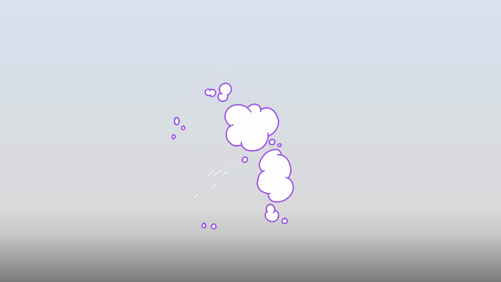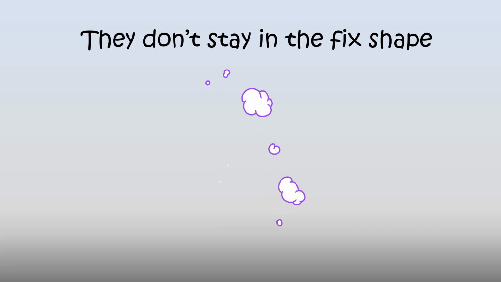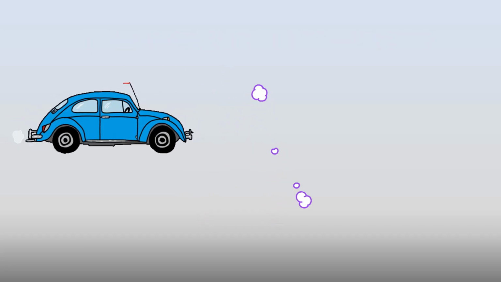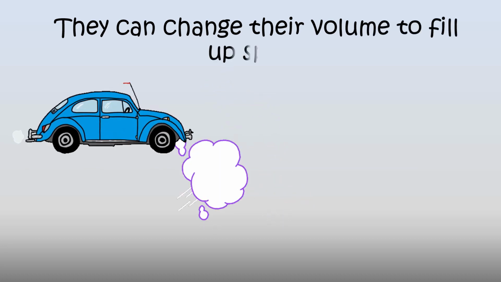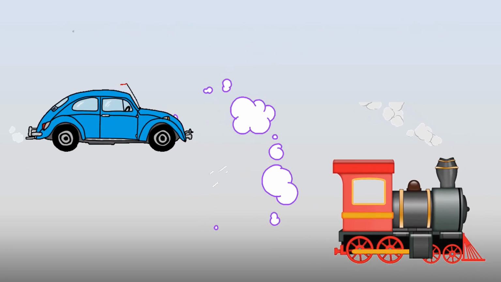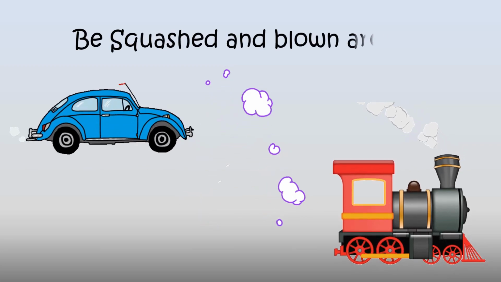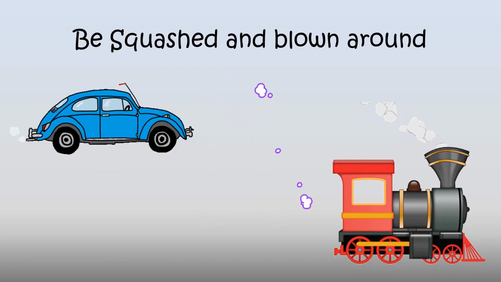And the third is gas. Gases are mostly invisible. They don't stay in a fixed shape. They can change their volume to fill up space. Gas can be squashed and blown around.